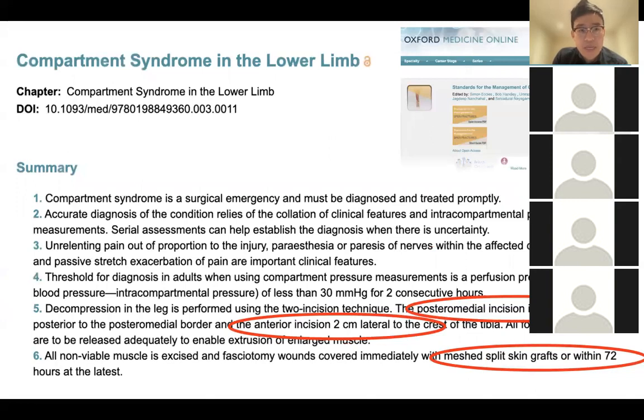And this is the textbook. Just to recap, we've talked about where the posteromedial incision is and the lateral incision is. All wounds should be closed within 72 hours or at least covered with a split skin graft. And in common practice, if you've done orthopedics, you would hear all of us say a second look or third look of the wound in 48 to 72 hours anyway.